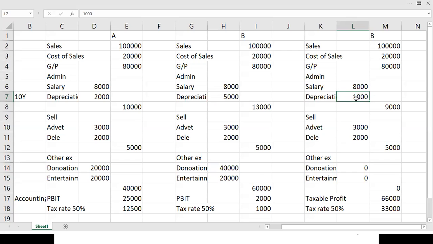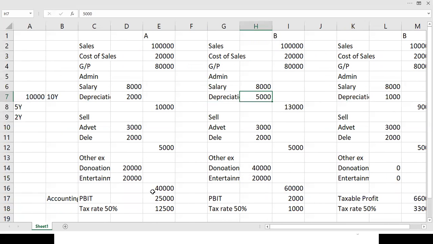Allowed. Both. In accounting, when we calculate accounting profit, it's allowed. When we calculate taxable profit, allowed. But the amount is different, isn't it? The expenses are allowed, but the amount is different. Why does this difference arise? What's the reason?